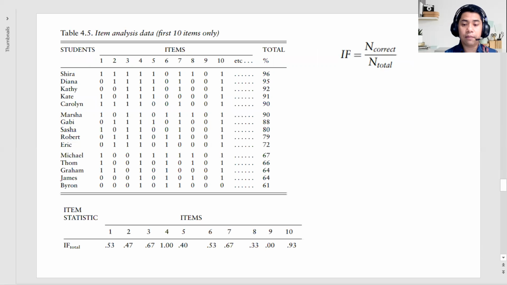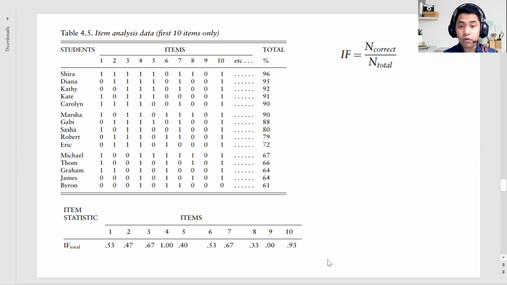And here is an example of the item analysis data. We can see here that a correct answer is labeled by 1, and an incorrect answer is 0. From this table, we can also predict that question items number 4 and 10 will be easy questions because all of the students can answer them correctly. But on the other hand, for questions number 8 and 9, most of the students cannot answer them correctly. So they will be hard questions for the students.